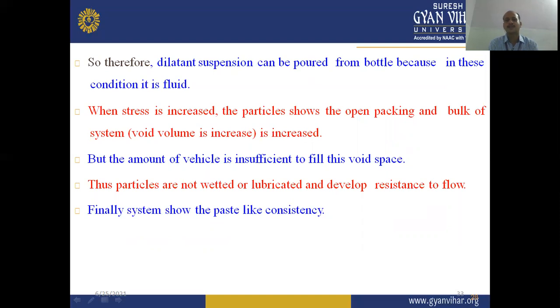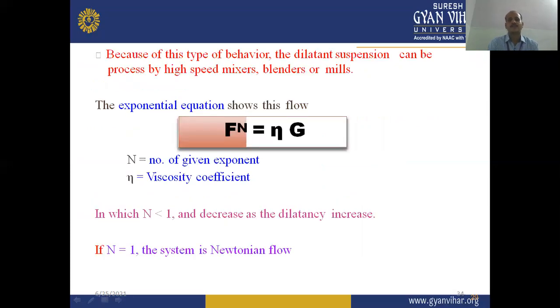This behavior is known as dilatant flow behavior, and the systems which show this type of behavior are known as dilatant systems. Because of this type of behavior, dilatant suspensions can be processed by high-speed mixers, blenders, or mills in manufacturing industries. The exponential equation showing this type of dilatant flow can be represented as F to the power n is equal to eta G.